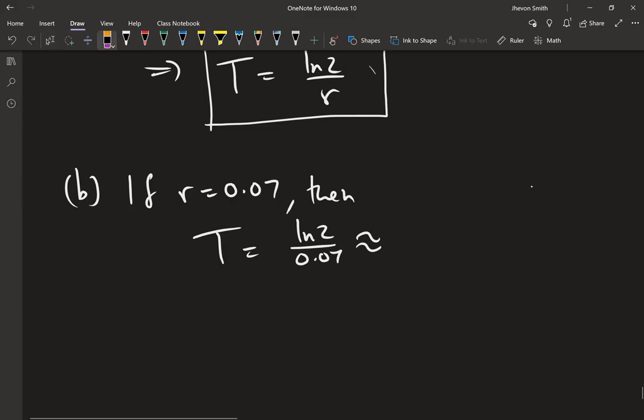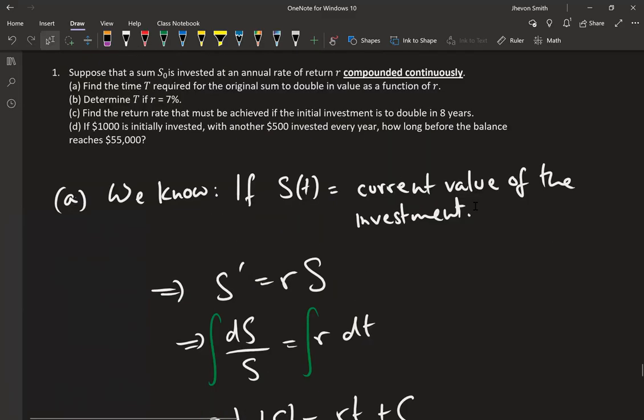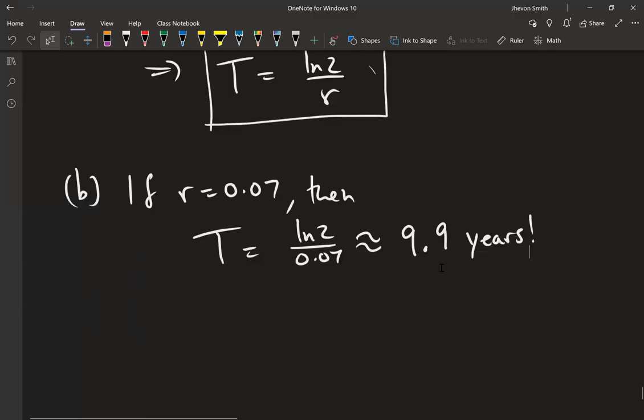I just dropped my pencil. That is 9.9 years. So if an account that is compounded continuously could actually exist, and you deposited some money into it, and it's growing at a 7% annual interest rate, in a little under 10 years, your money will double. So if you had deposited $1,000, even if you do nothing, in 10 years' time it's going to double to $2,000. If you deposited $100,000, it would double to $200,000 in 10 years. So, yeah, that would be your answer here.